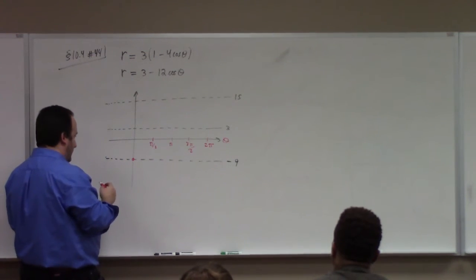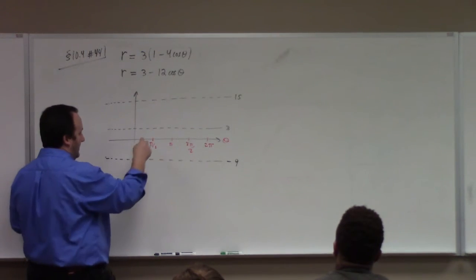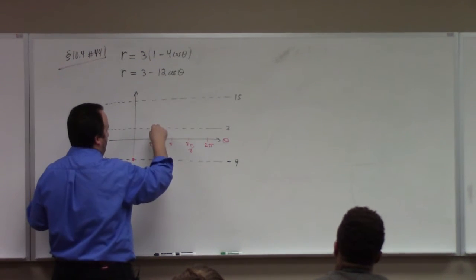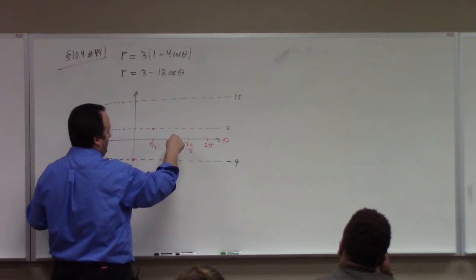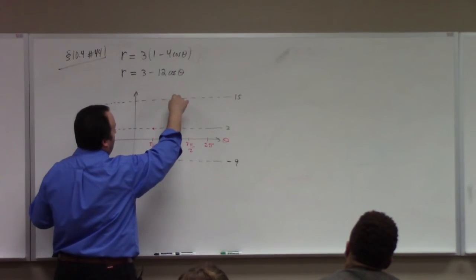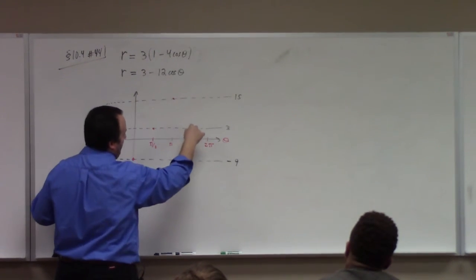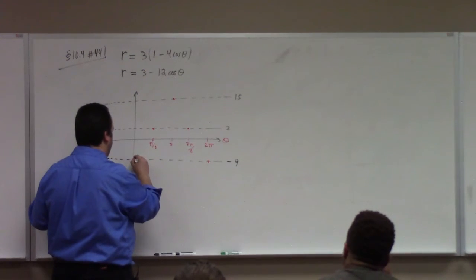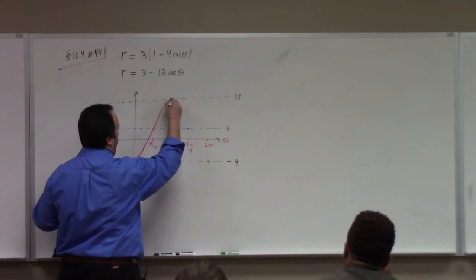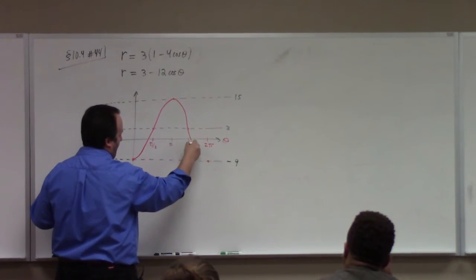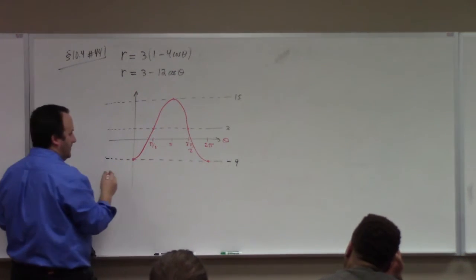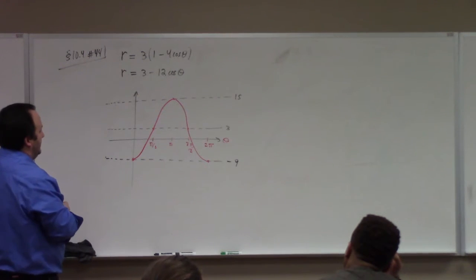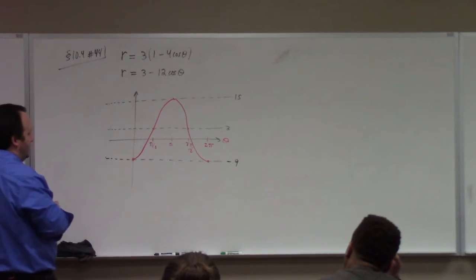So at pi over 2, where are we? 0, so we're at 3. We're right there, right? At pi, we're up to 15. Back down to 3 again. Back down to minus 9, so like that, roughly speaking. I'm not sure we even need that much.